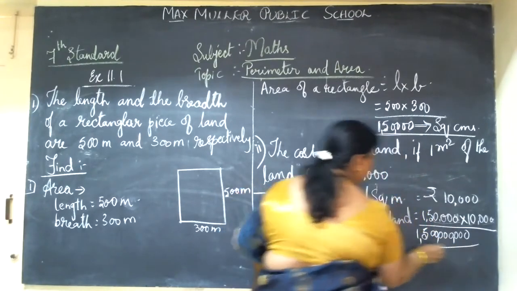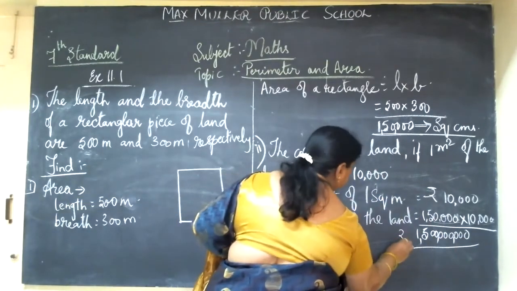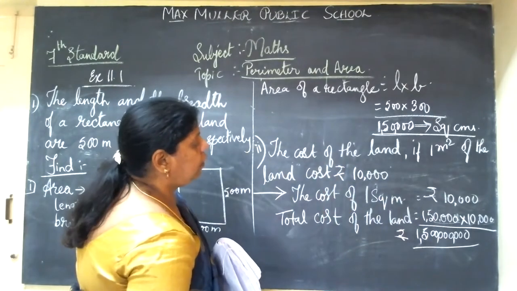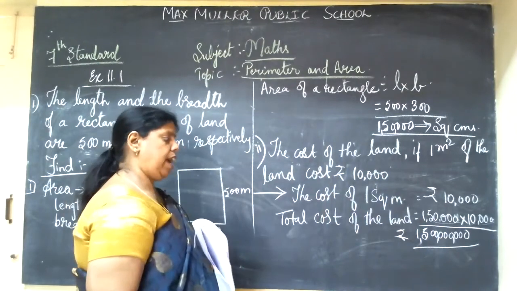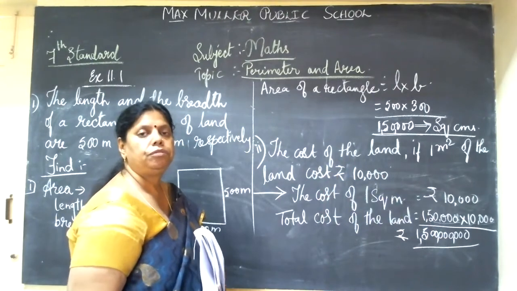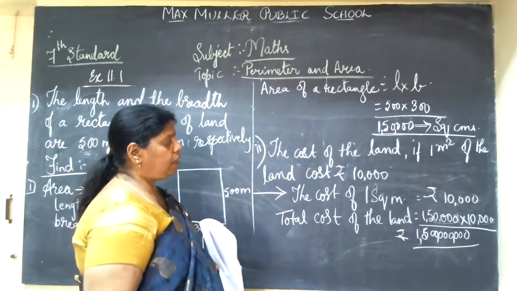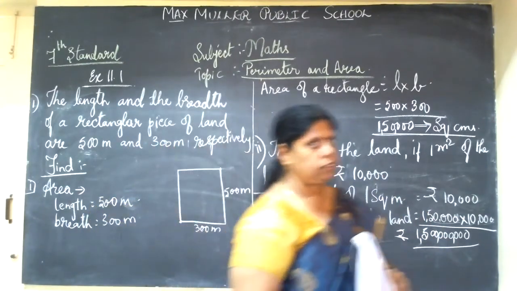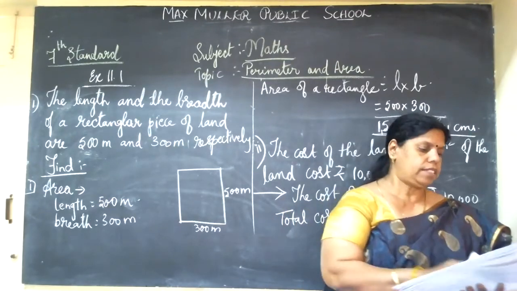Okay? This much is your answer. Rupees 1,500,000,000. That is 1,500 million. Okay? Next time I'll do.